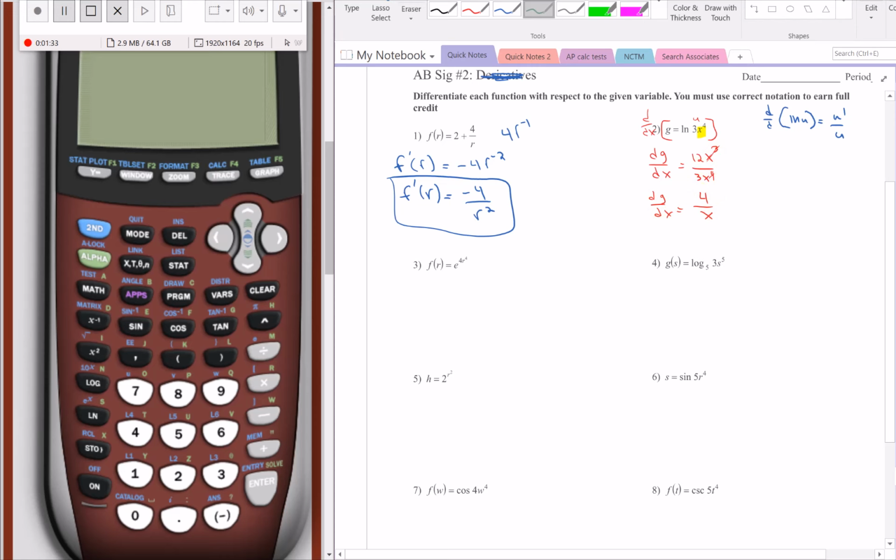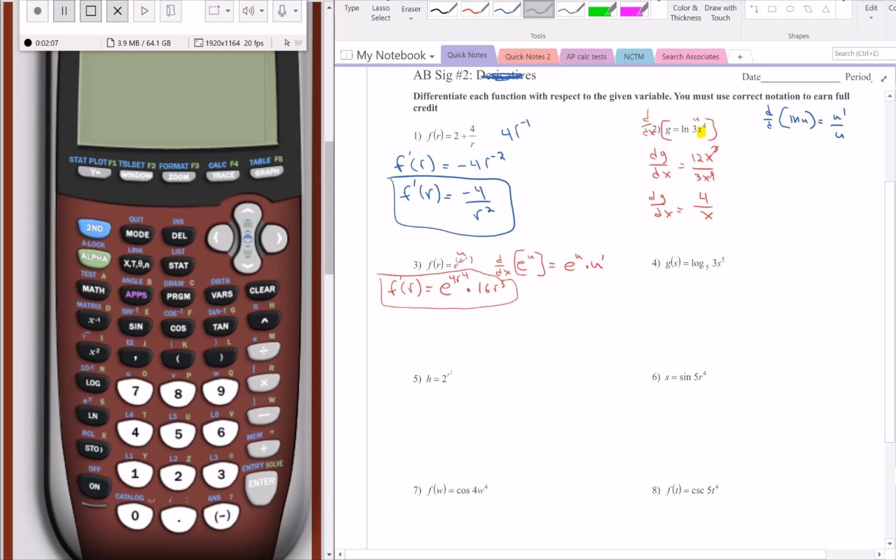All right. Next one is this. The derivative of e to the u is e to the u times u prime. So f prime of r, we're taking the derivative with respect to r, is going to be e to the 4r to the fourth times u prime. This is u, this thing up here, so u prime is going to be 16r to the third. And you can probably leave it like that. Typically this 16 goes in the front, but that's fine. That's an acceptable answer.